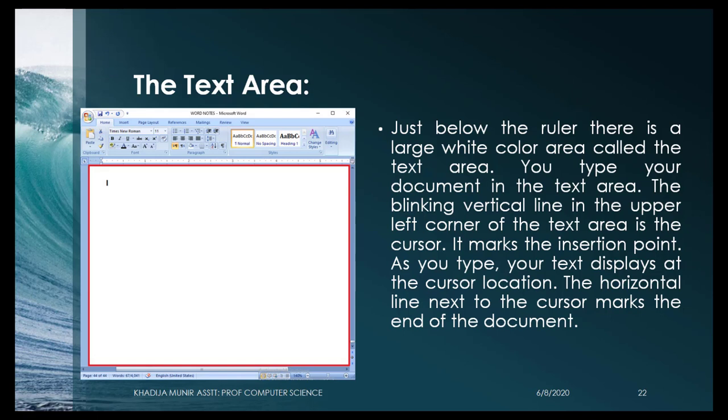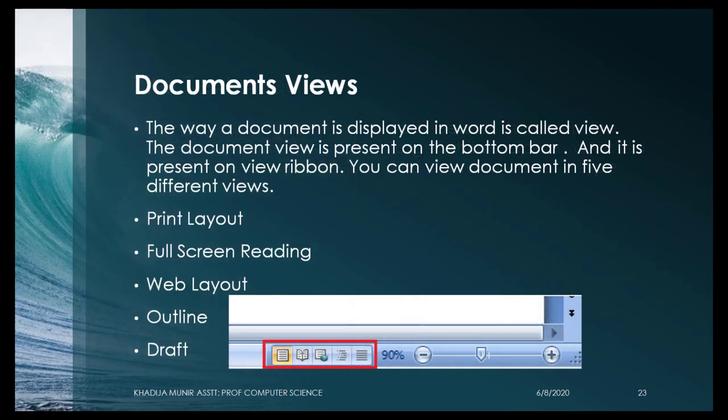The text area. Just below the ruler, there is a large white area called the text area. You type your document in the text area. The blinking vertical line in the upper left corner of the text area is the cursor. It marks the insertion point. As you type, your text displays at the cursor location. The horizontal line next to the cursor marks the end of the document.